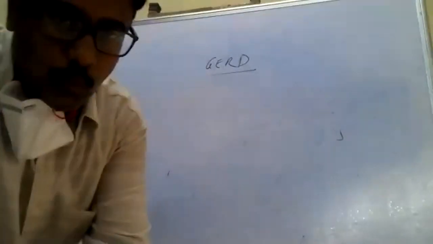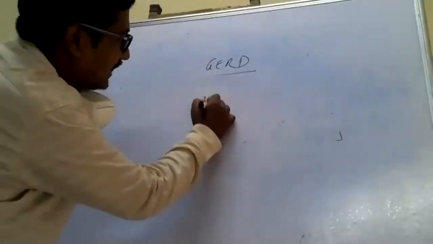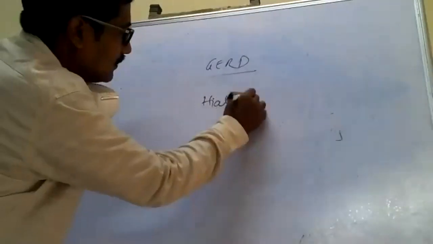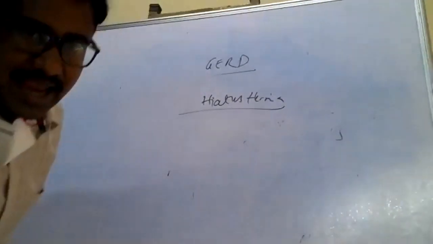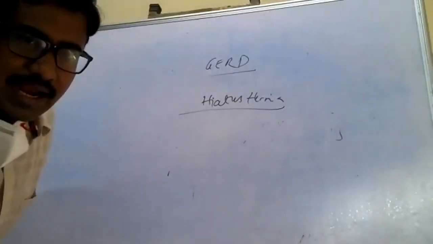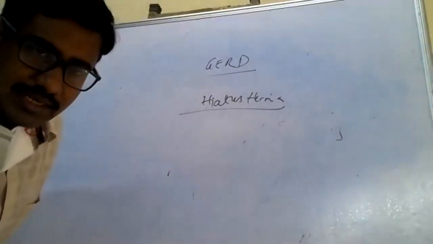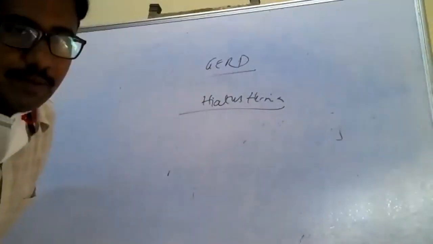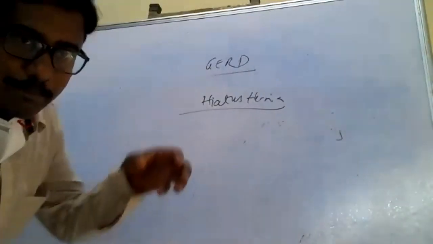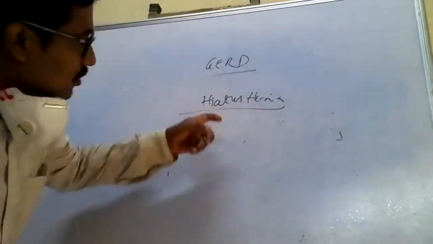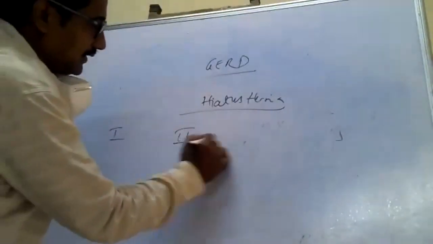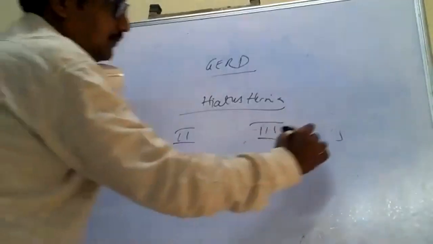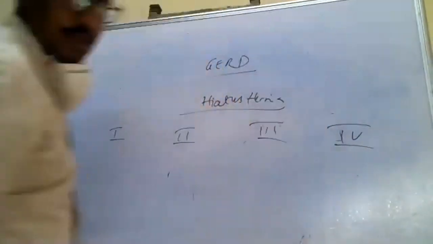So sometimes we'll have a hernia which is called hiatus hernia. Hiatus, H-I-A-T-U-S. What is hiatus? Hiatus is a defect in the diaphragm through which the esophagus will pass. So hiatus hernia is of 4 types: type 1, type 2, type 3, type 4.